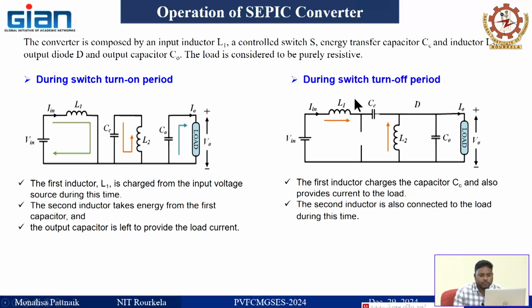When the switch is off, both inductors L1 and L2 supply the load. The input inductor also charges the coupling capacitor, and both inductors charge the output capacitor and supply the load. So this is the operation. The coupling capacitor is charged up to V input, so the voltage across the inductors is the same. Because of that, we can design both inductors in an equal way.